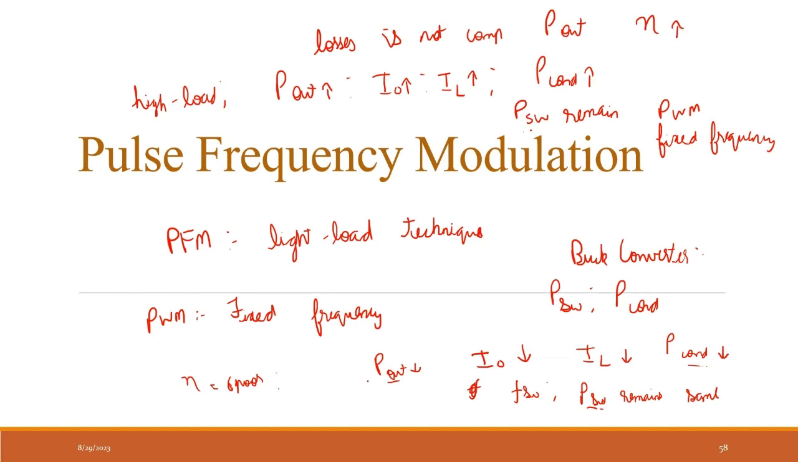But in the light load case, my output power is reduced a lot, but my switching losses don't reduce. So my losses are comparable to my output power, and so my efficiency is poor. The reason is this switching loss. If I want to reduce the switching loss, I have to reduce the switching frequency. When I reduce the switching frequency, my switching loss also reduces. That way, at light load condition, I can improve my light load efficiency.